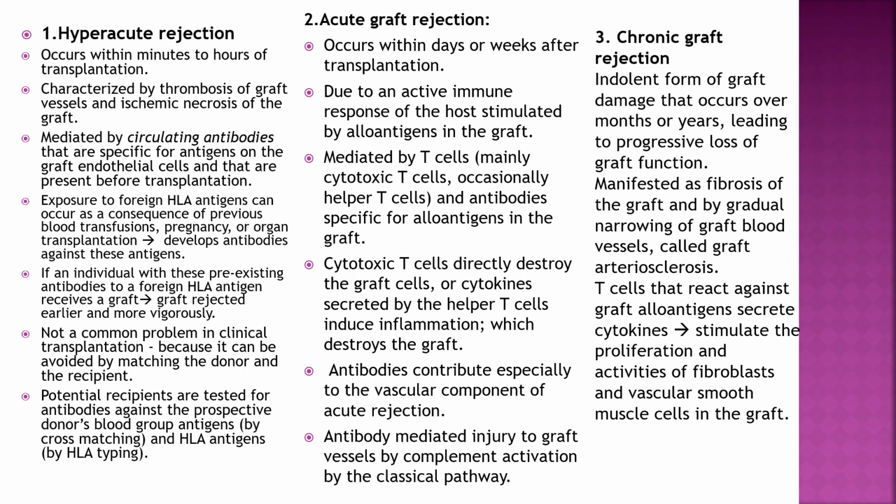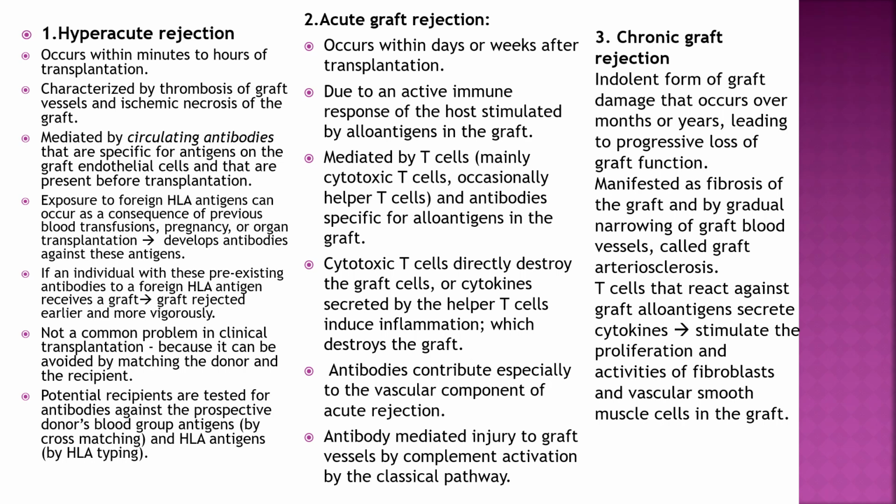Second is acute graft rejection, which occurs within days or weeks after the transplantation due to active immune response of the host stimulated by alloantigens in the graft. It is mediated by T cells, mainly cytotoxic T cells, occasionally T helper cells, and antibodies specific to alloantigens in the graft. Cytotoxic T cells directly destroy graft cells, or cytokines secreted by T helper cells induce inflammation which destroys the graft. Antibodies contribute especially to the vascular component of acute rejection, with antibody-mediated injury to graft vessels by complement activation by the classical pathway.